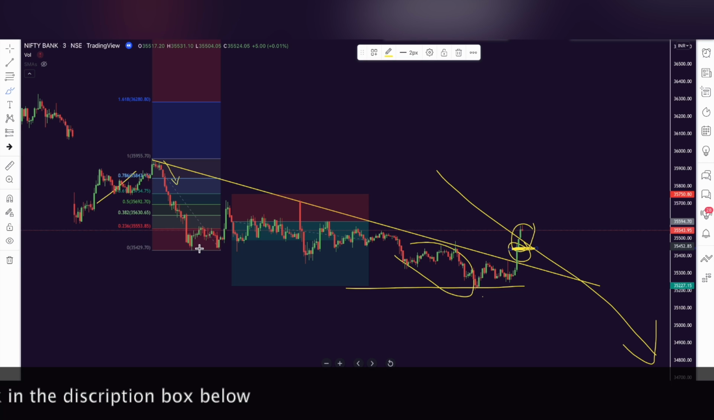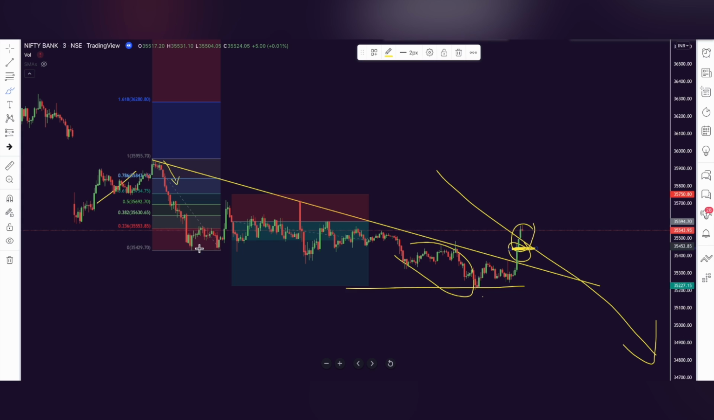Now traders, I hope you understood how to draw the Fibonacci levels, how to use it in the live market. I hope you enjoyed this video and it was useful for you.